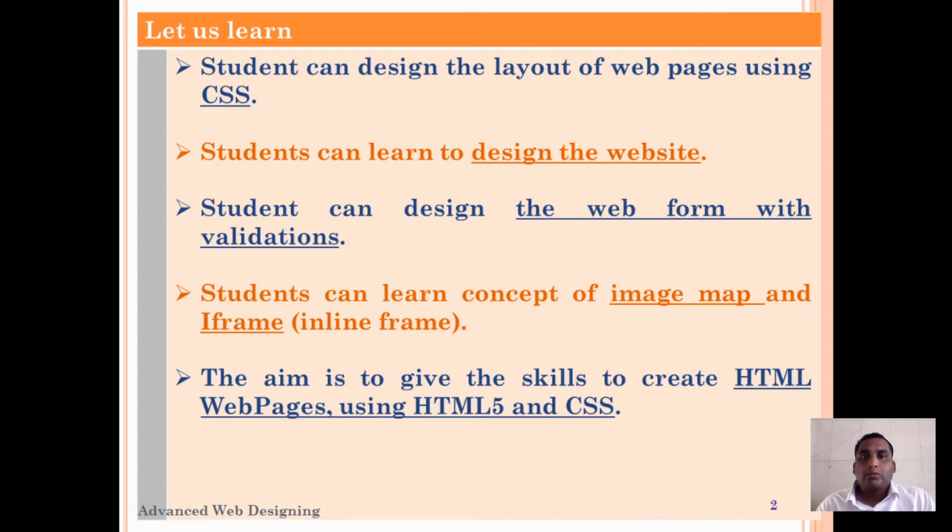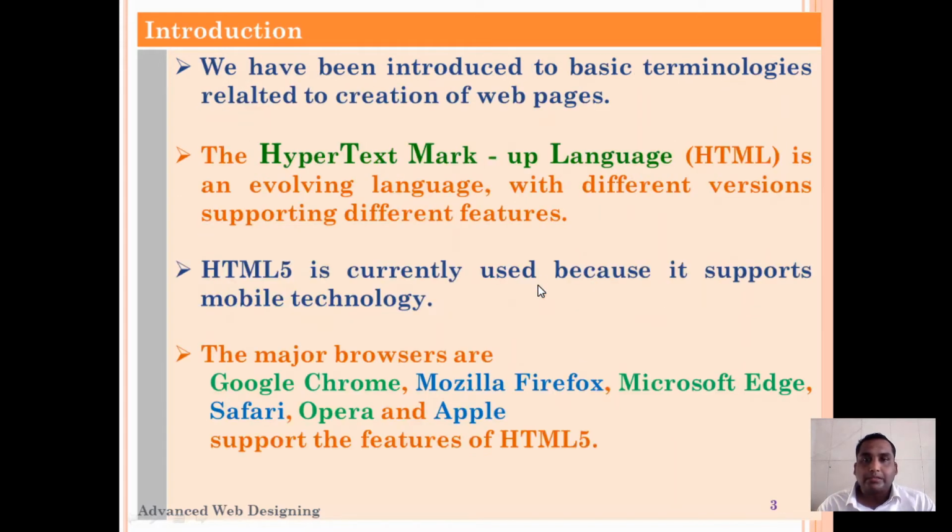Students, we have already learned the design and the layout of web pages using CSS. Students can learn to design the website. Students can design the web form with validations. Students can learn the concept of image map and iframe. The aim is to give the skills to create HTML web pages using HTML5 and CSS. So this is what we are going to learn this year: web form, image map, CSS, and skills to create professional HTML5 web pages.